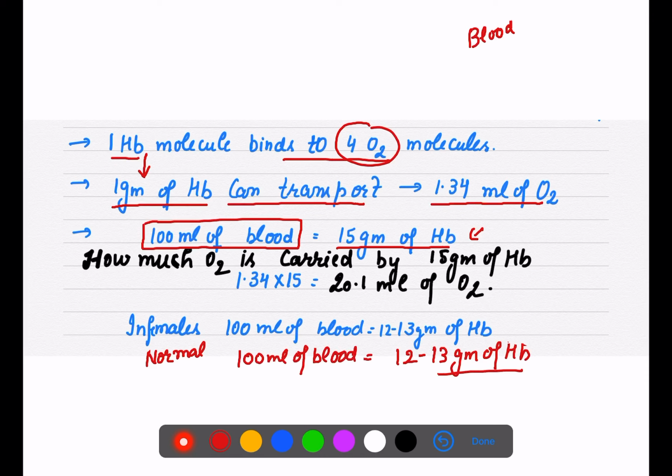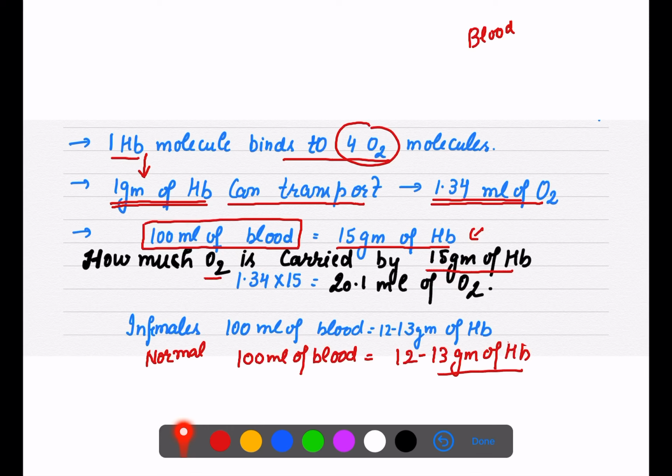So if I ask you, if 1 gram of hemoglobin can transport 1.34 ml of oxygen, how much oxygen can be carried by 15 grams of hemoglobin? You can easily answer: if 1 gram of hemoglobin can transport 1.34 ml of oxygen, then 15 grams of hemoglobin can carry 1.34 times 15, that is 20.1 ml of oxygen. In your exam, they can give you 13 grams also, they can give you 12 grams also, they can give you 11 also.